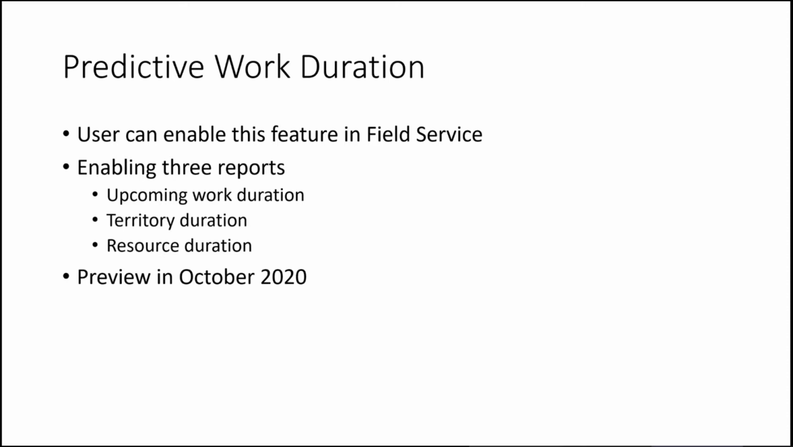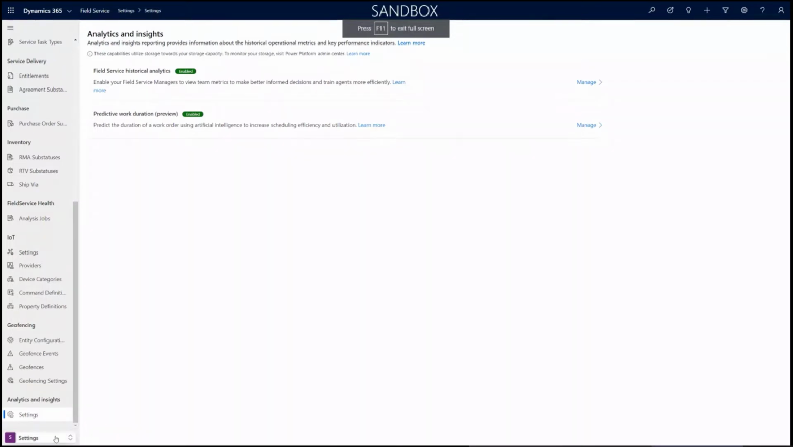So first thing is we need to see how we can set it up. So let's get into the demo. You come to field service and then come to the field service settings where you'll find analytics and insights. If you click settings, here is the predictive work duration preview feature that we are enabling this time period. And if you click here, learn more, it'll take you to the documentation where you will understand reports and the metrics we are using, how the AI is calculated and all other details related to this feature.